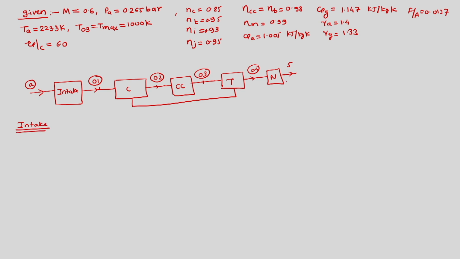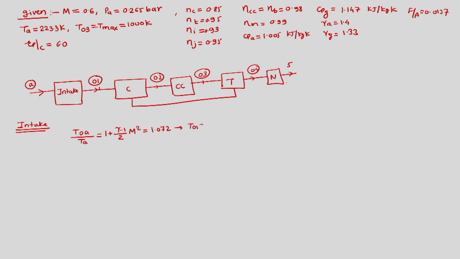We know for specific fuel consumption we need to calculate thrust. So first for thrust calculation we should know everything at the nozzle, that is the nozzle exit velocity Cj, and that is why we have to start from the intake. In the intake, the atmospheric temperature is given, so we can know T0A upon Ta is 1 plus gamma minus 1 by 2 M square. So Mach number is 0.6, so this will turn out to be 1.072.